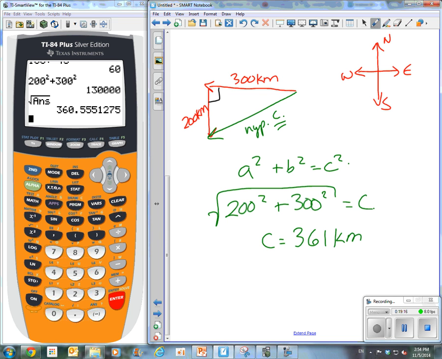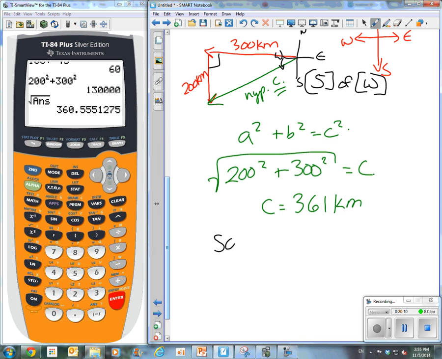Now, in order to figure out what direction, because we can't just say you're 361 kilometers away, we need to put direction into this, right? This is very important. So what I want to do is I want to draw my coordinate system where I started. So north, east, south, west. And we're going to notice that this line, or my resultant, is what we call south of west. Now, what we need to do is find out how many degrees south of west we're talking about.